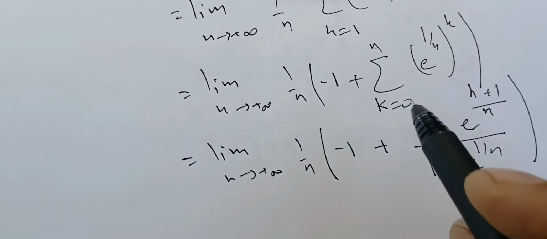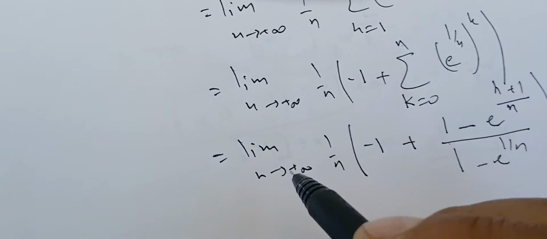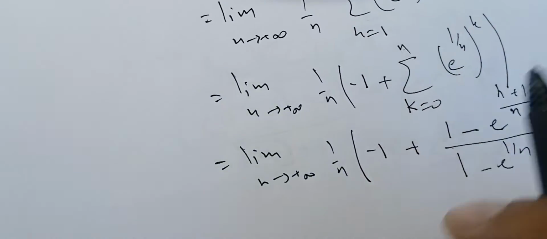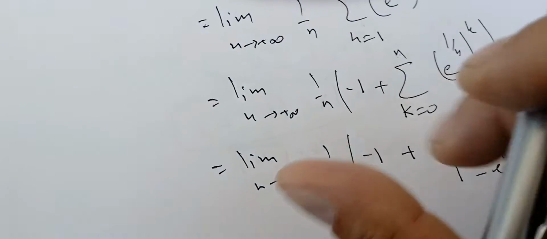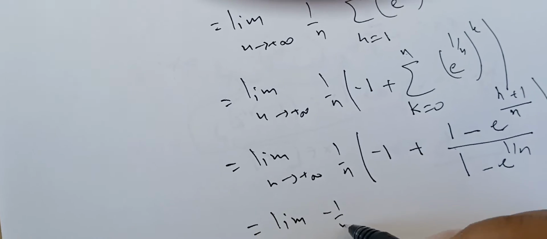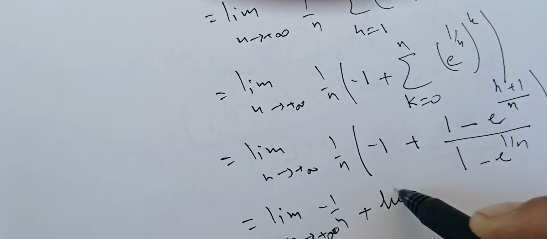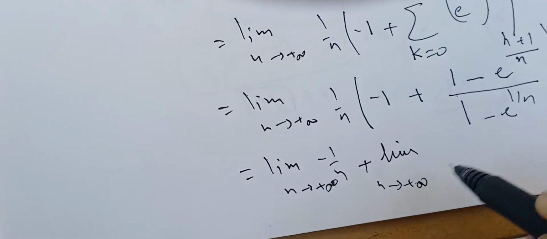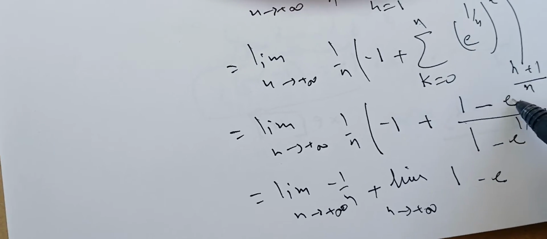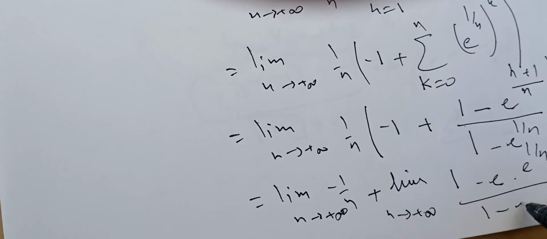Now we notice that we can let n get inside, because it's the sum of two limits that we are sure converge. We can say the limit of the sum is the sum of the limits. So here we have the limit of minus 1 over n as n goes to infinity, plus the limit as n goes to infinity of 1 minus e. I'm going to simplify this expression. It's going to be e to the power 1 times e to 1 over n, over 1 minus e to 1 over n.